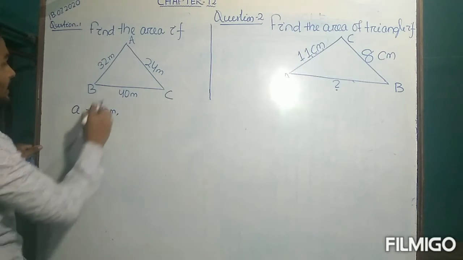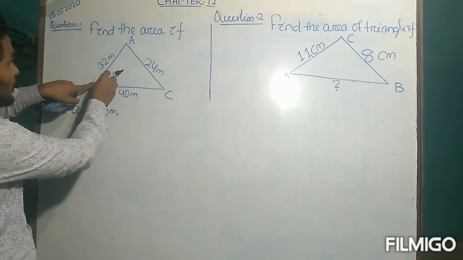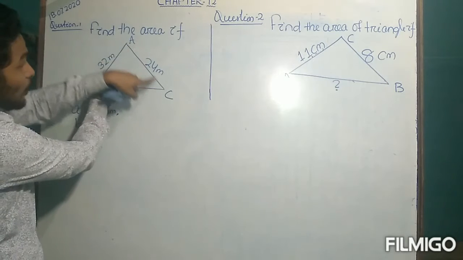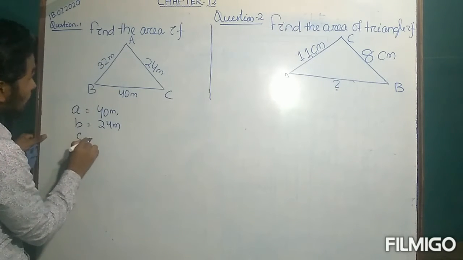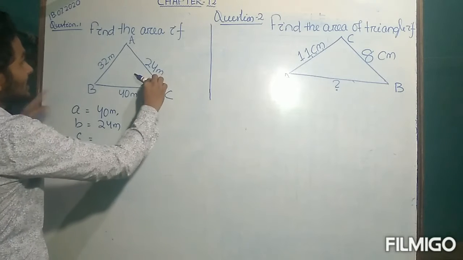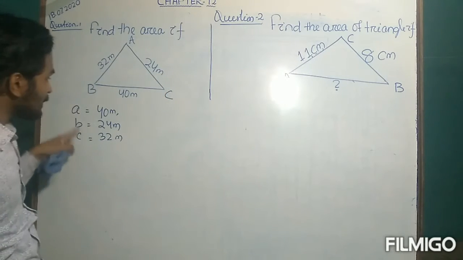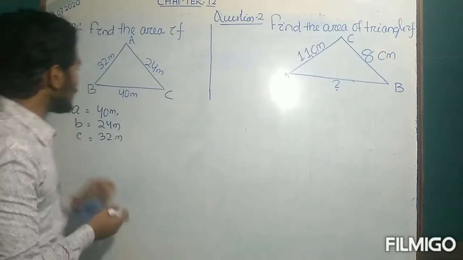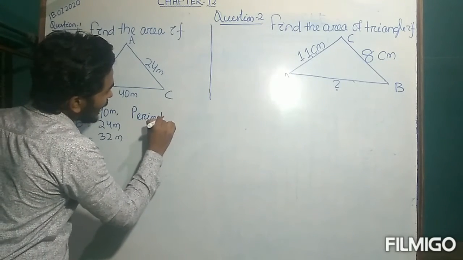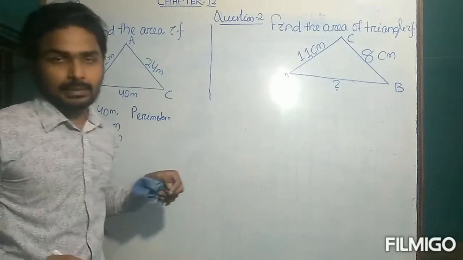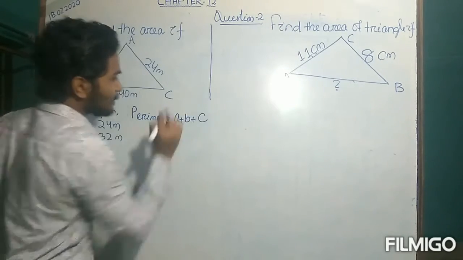Clear? Next, small b. This is angle B, so its front side is AC. So this is small b. So small b is 24 meter. Small c, this is small c, 32 meter. So we have the dimensions of the triangle. Now we need to find the perimeter. The perimeter of the triangle is the sum of the sides. That means you can say a plus b plus c.